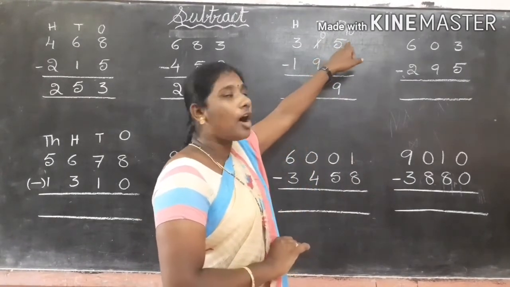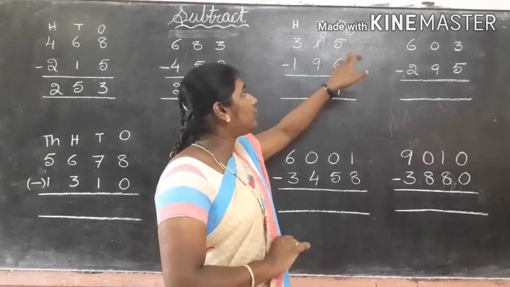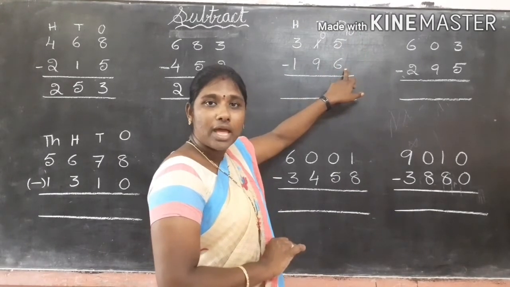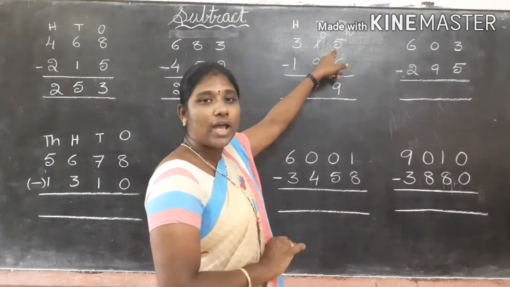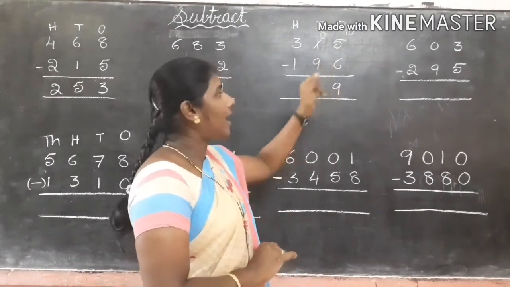How? We take the borrow from here to here. It will come as 10. From this 10, subtract this 6, we get 4. Again add 4 to this 5. 4 plus 5 is 9. Understand? Like that we can do.